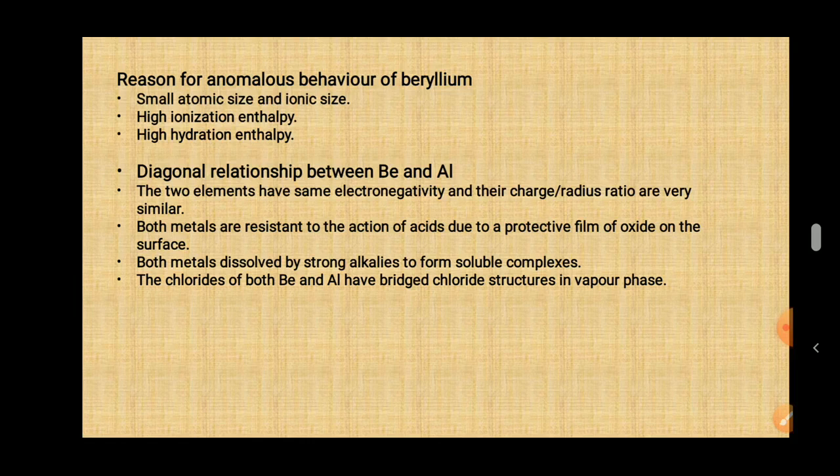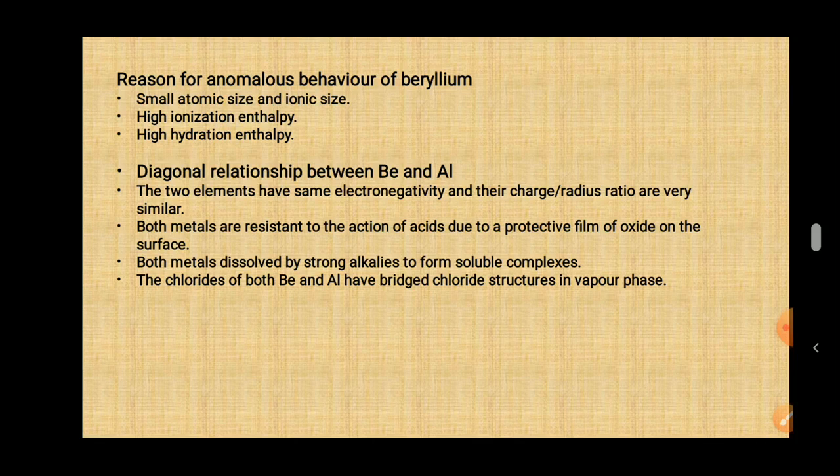Okay, now diagonal relationship. Now diagonal relationship also, meaning I have already explained. The properties of the first element of the first group is almost similar to the second element of the next higher group. So the properties of beryllium are almost similar to the properties of aluminum.